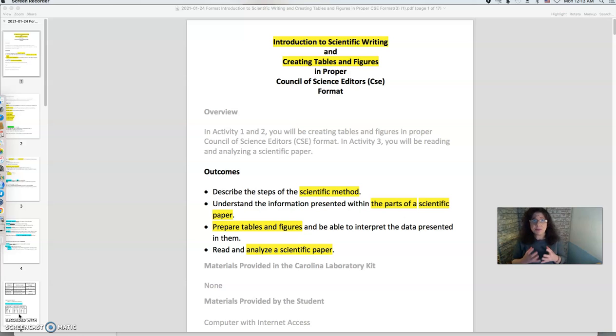Learning objectives for this lab. You're going to be learning about the steps of the scientific method. You're going to understand the parts of a scientific paper and how to prepare tables and figures for that paper. And then you're going to analyze a scientific paper and some of the data in it. So let's get started.